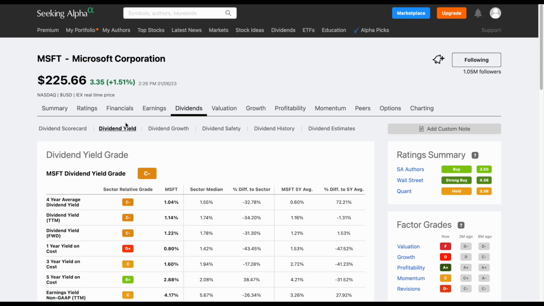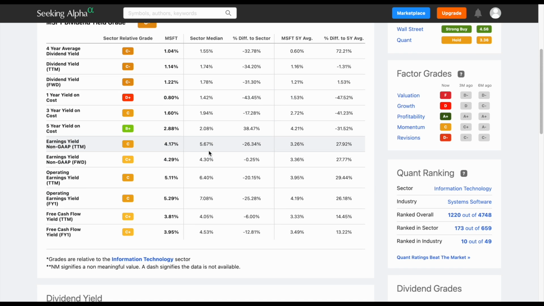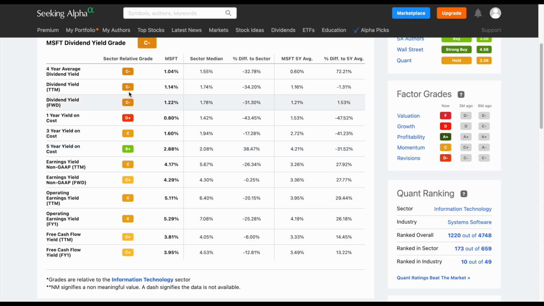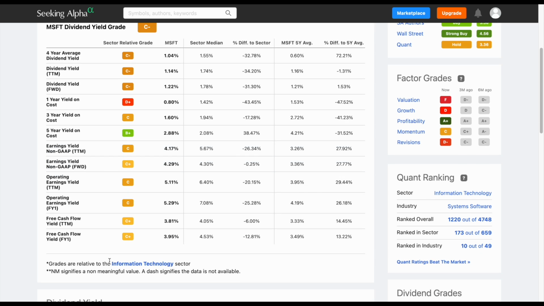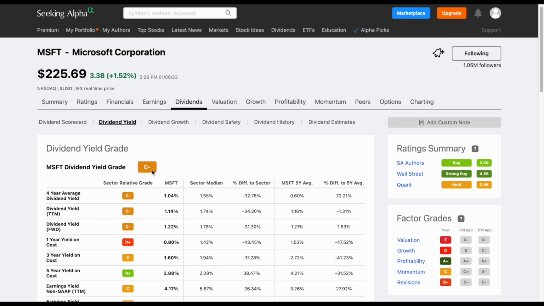So let's go ahead and click on our dividend yield tab. And you can see you're going to get a whole lot of information on the dividend yield, such as the 4-year average, your trailing 12 months, your forward dividend yield, and you can see all the other metrics that it's tracking right here. And that's going to play a huge role in their dividend yield grade right here.